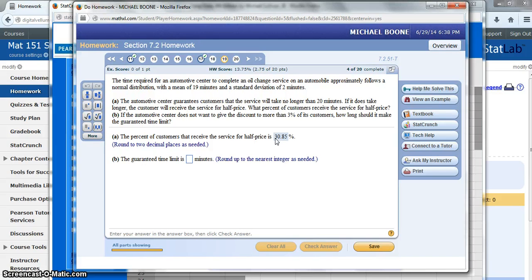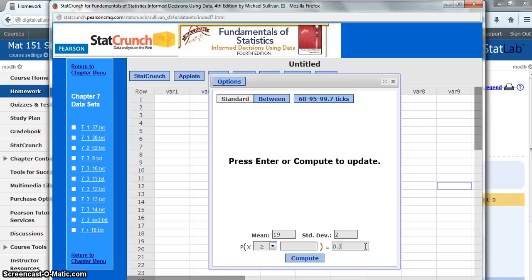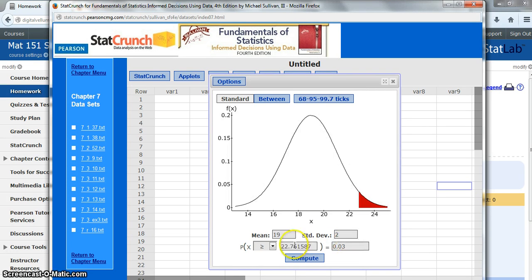If the automotive center does not want to give the discount to no more than 3% of its customers. So again, that means that the people are having to wait longer, but I only want that number to be 3%. Then that means my guarantee would be 22.76 minutes or less.